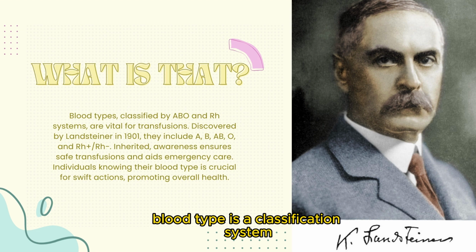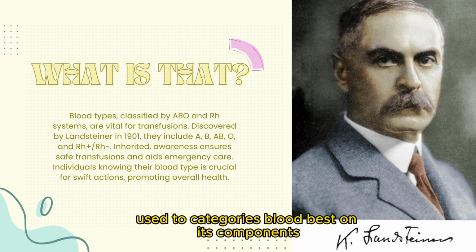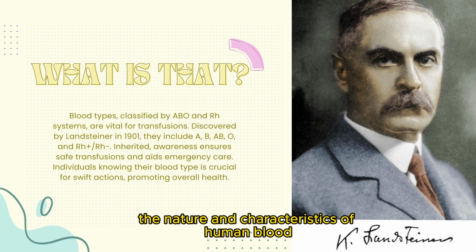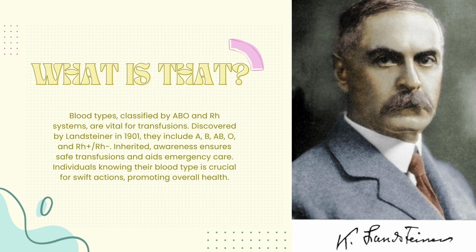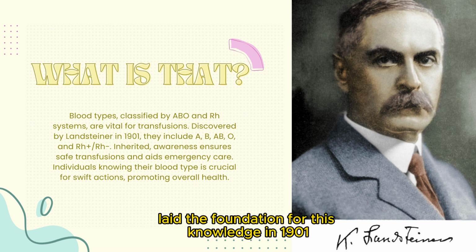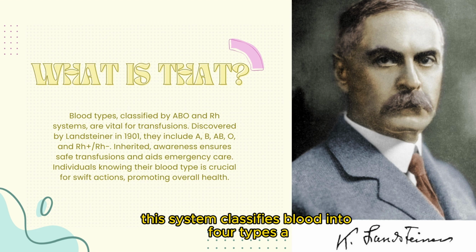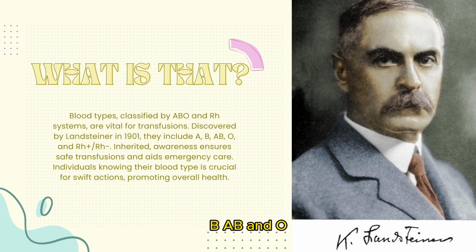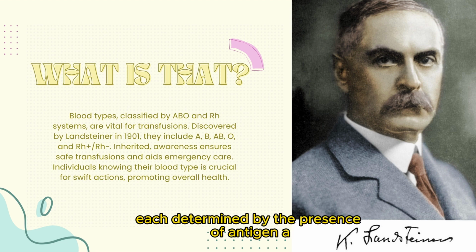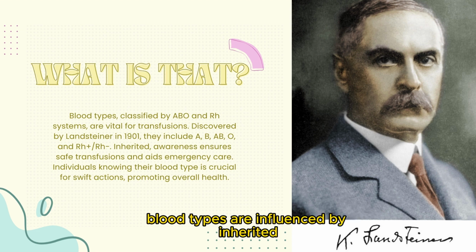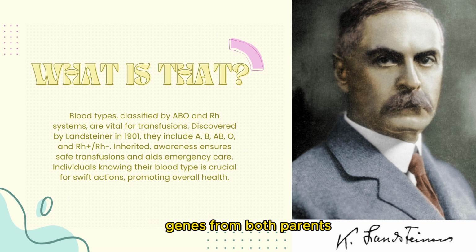Blood type is a classification system used to categorize blood based on its components. The ABO and rhesus blood typing systems are crucial aspects in understanding the nature and characteristics of human blood. Karl Landsteiner laid the foundation for this knowledge in 1901 with the discovery of the ABO system. The system classifies blood into four types: A, B, AB, and O, each determined by the presence of antigen A, B, both or none on the surface of red blood cells. Blood types are influenced by inherited genes from both parents.